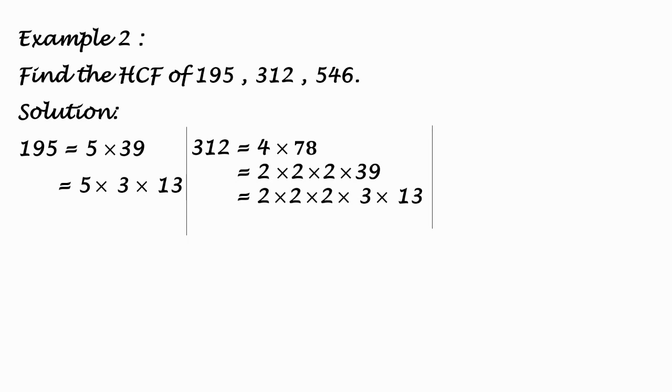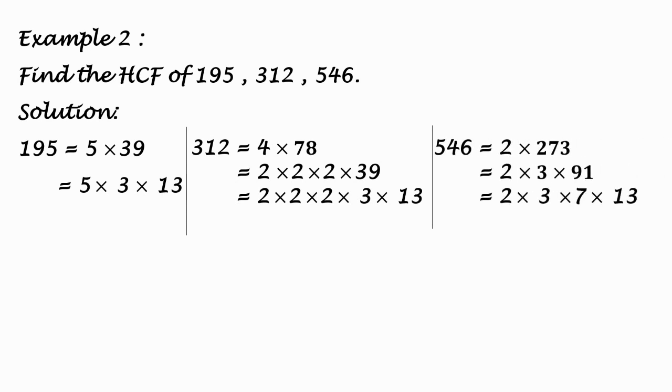And we will be factorizing 546 and we will be getting 2 multiplied by 273. Further, 3 and 91 are the factors of 273, so we will be getting 546 is equal to 2 multiplied by 3 multiplied by 91. And further, 7 and 13 are the factors of 91. So the prime factors in the product form for 546 will be 2 multiplied by 3 multiplied by 7 multiplied by 13. Now students, we have to see the common factors in all these three numbers.